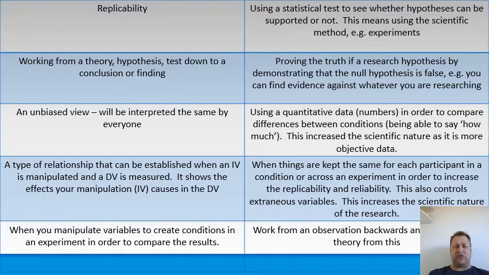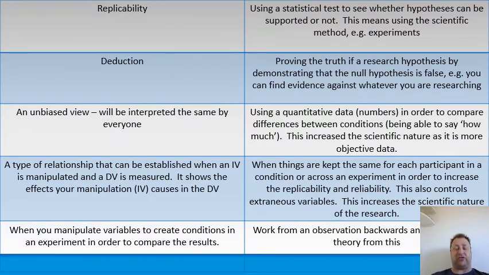The next one is a tricky one, and this is working from a theory. Then you create a hypothesis, then you test it, and then you come up with a conclusion. This is what we call deduction. Deduction and induction are the opposite way round, and we don't talk about them very often, but it's important to know the definitions. The next is an unbiased view, which is objectivity.